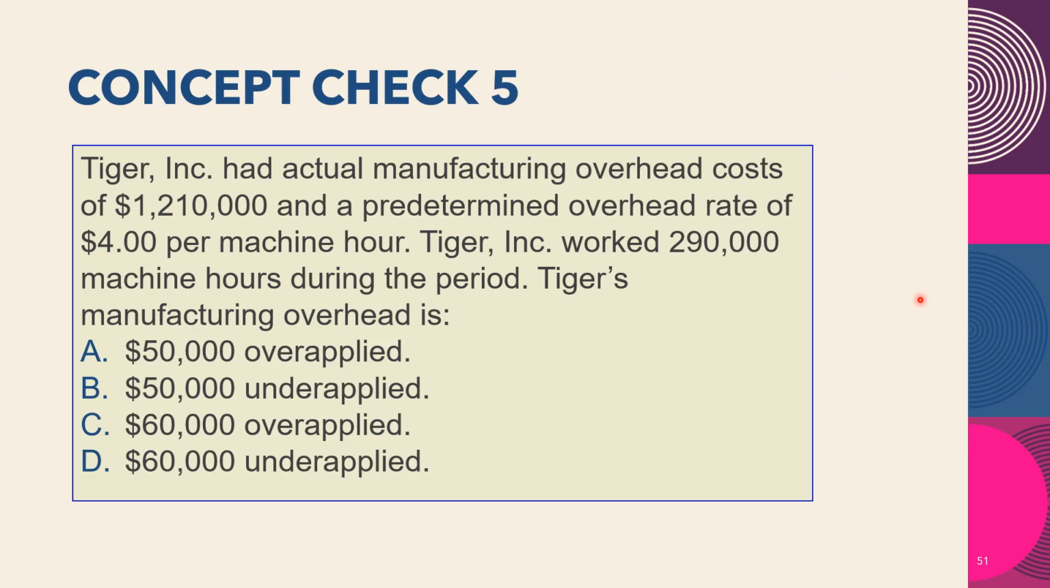Let's do two concept checks. The first one is concept check number 5. Tiger Corporation had actual manufacturing overhead cost of $1,210,000 and a predetermined overhead rate of $4 per machine hour. Tiger Company worked 290,000 machine hours during the period. Tiger's manufacturing overhead is which one? Please think about it.